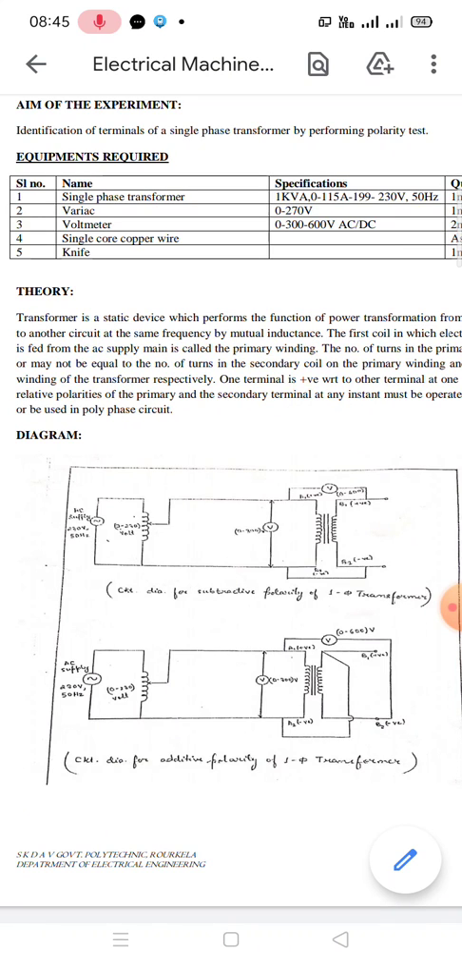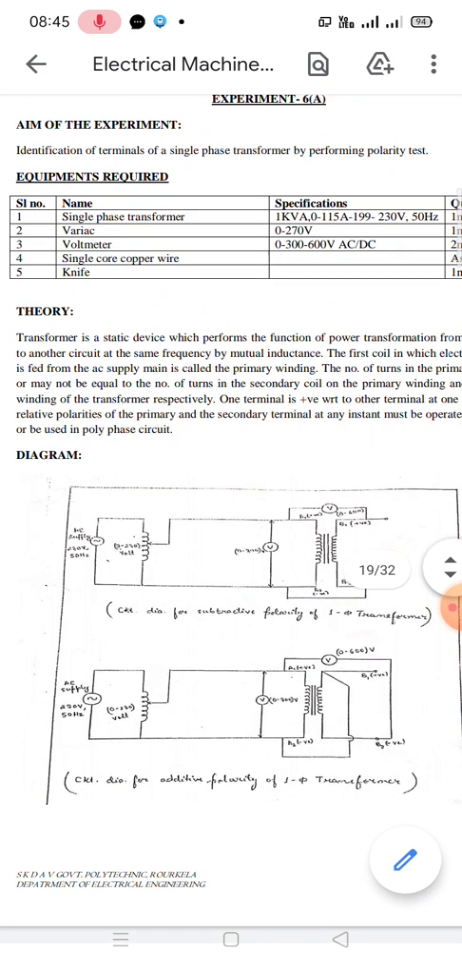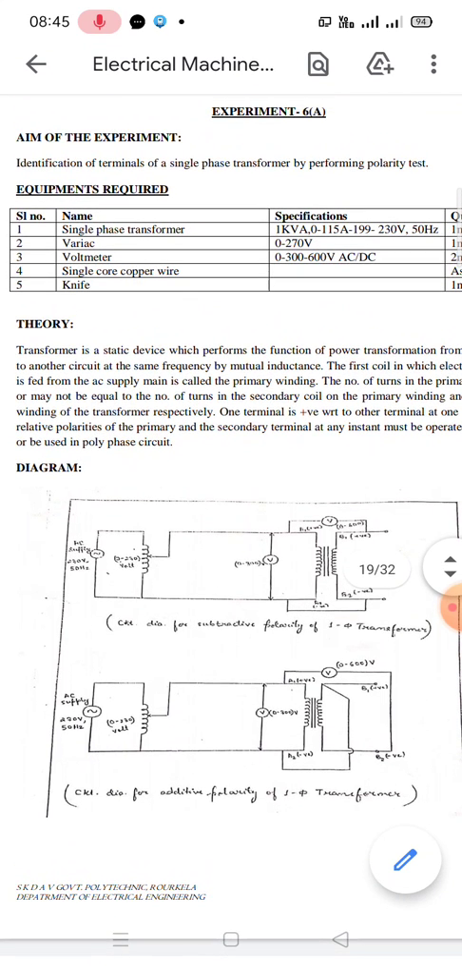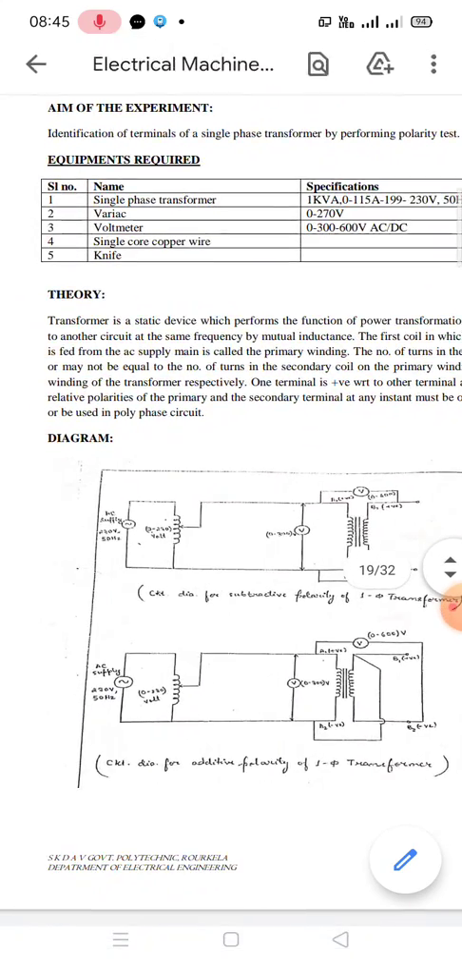In this experiment, we will require a single phase transformer, a variac, a voltmeter, single core copper wire, knife, and other miscellaneous items as required. Now the specification is also written correspondingly on your screen. Now let us discuss its theory.